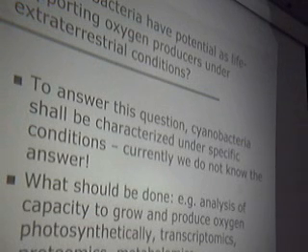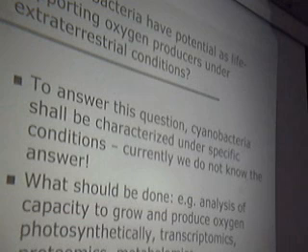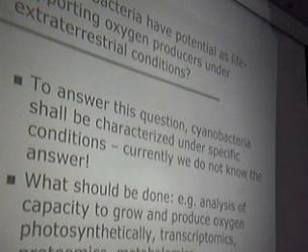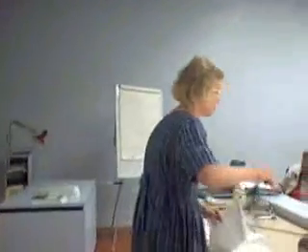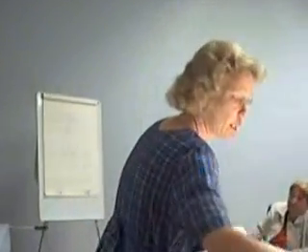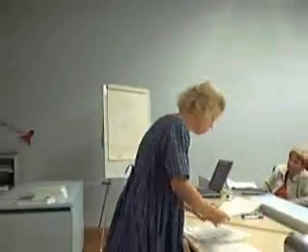Currently, we cannot say. But what should be done is to analyze capacity to grow and produce oxygen photosynthetically, perform studies at the transcriptome, proteome, metabolome level. And with my colleagues at Turku University, we have just started to consider this idea, and we have started to test Synechocystis under low atmospheric pressure.